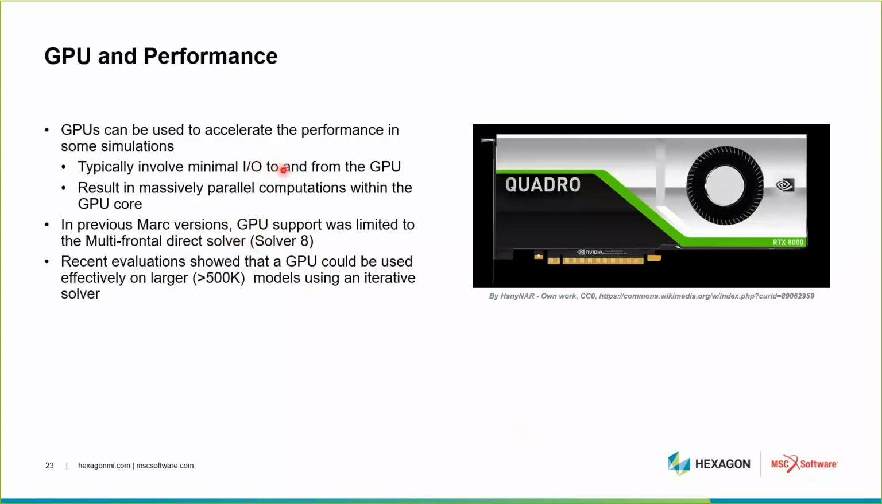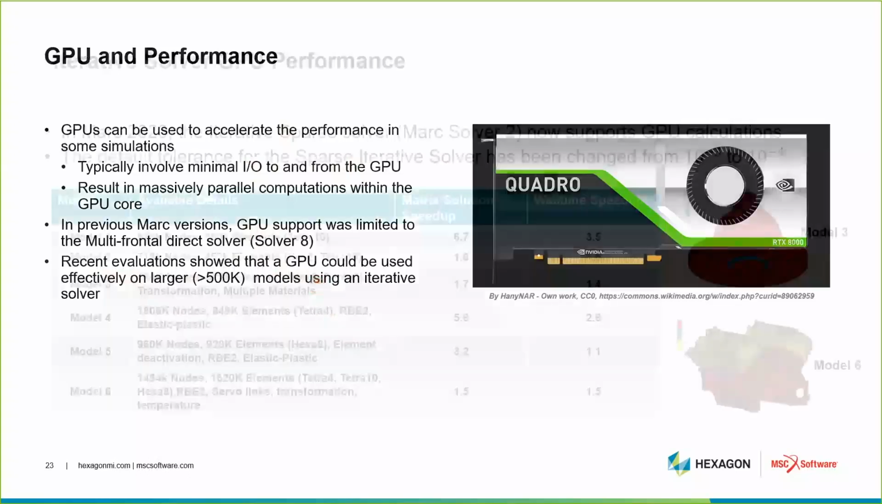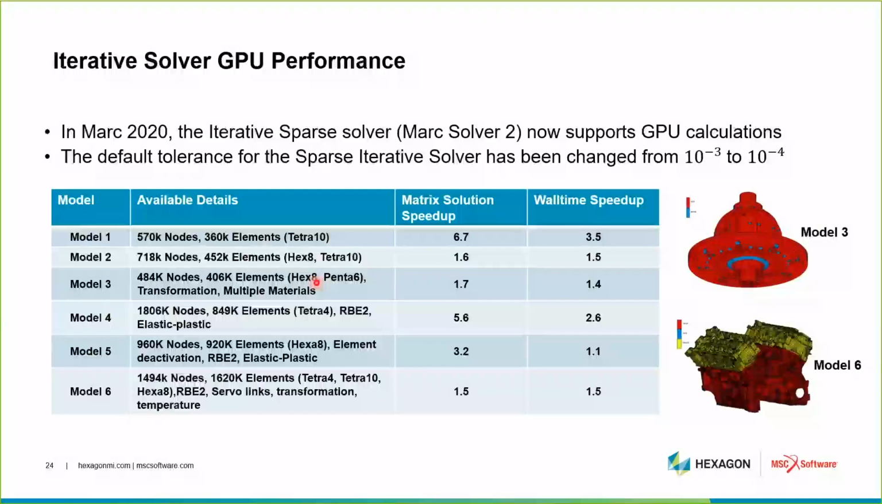What we found from our own testing and from feedback from the community is that you needed minimal input and output from the GPUs on these types of problems, and you really needed to make sure that you had massively parallel computations within the GPU core. So taking all that into consideration, we decided to evaluate the performance under GPU for larger models using an iterative solver. And spoiler, we do see some significant improvement, and so that is what we have actually added. The iterative sparse solver now supports GPU calculations.